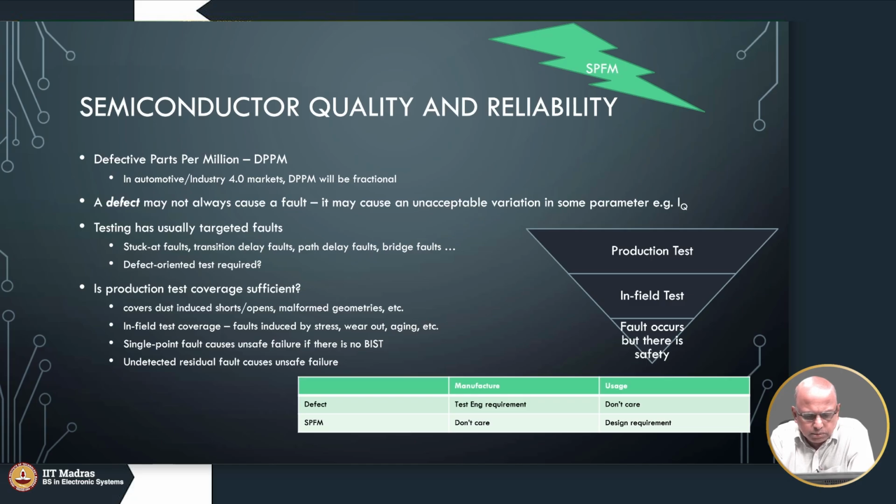I think we have talked about DPPM, and DPPM is now more like DPPB. I think I have mentioned this already.